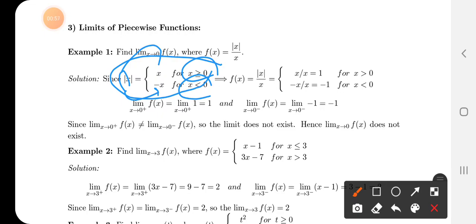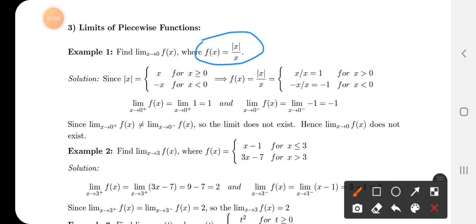So whenever a function is given in absolute value form, first you have to open that absolute value. Here the question is that this is your function and you have to find the limit of this function when x approaches 0. First of all, we have to open this absolute value. So the absolute value of x is equal to x when x is positive. So in the numerator we write x, and in the denominator it's already x, so x over x will be cancelled, so we will get 1.